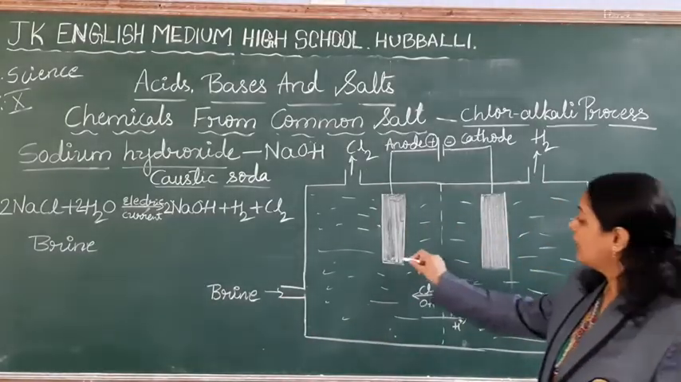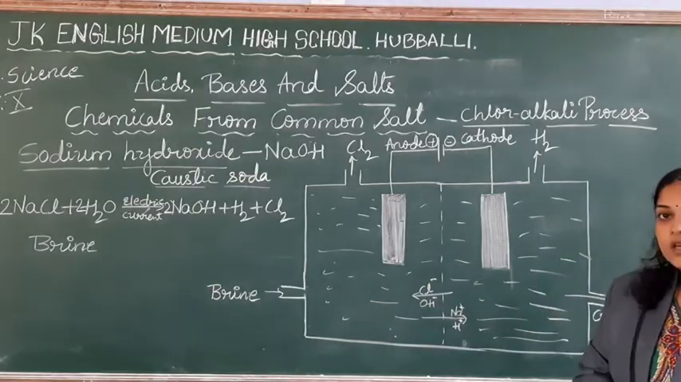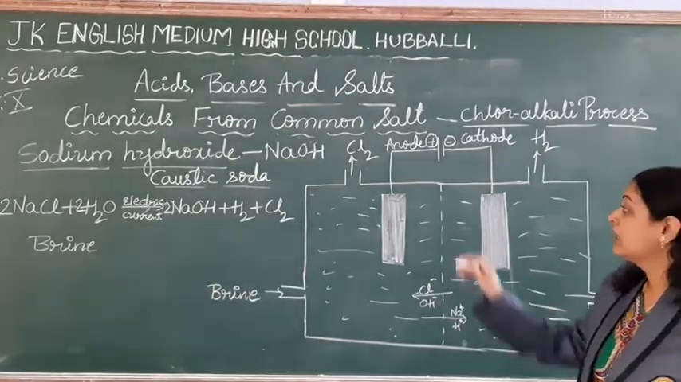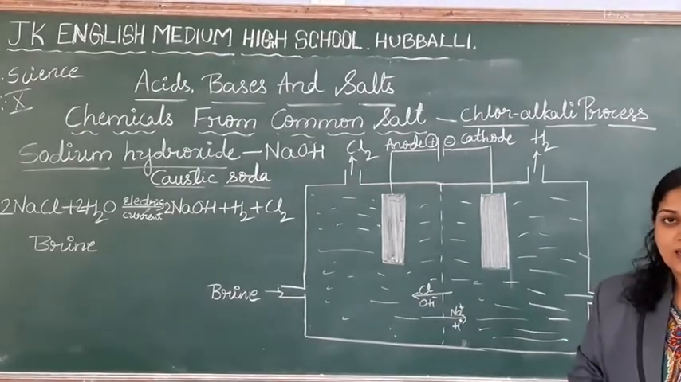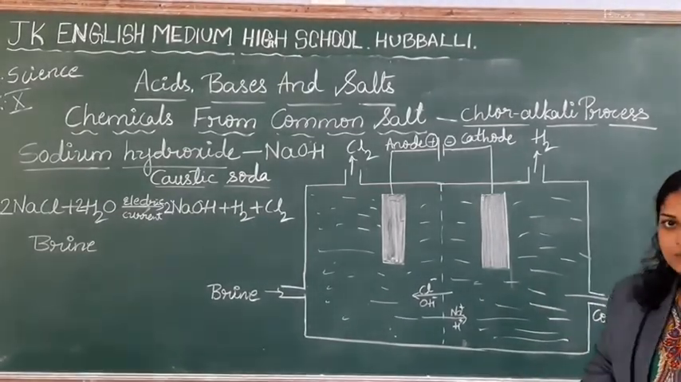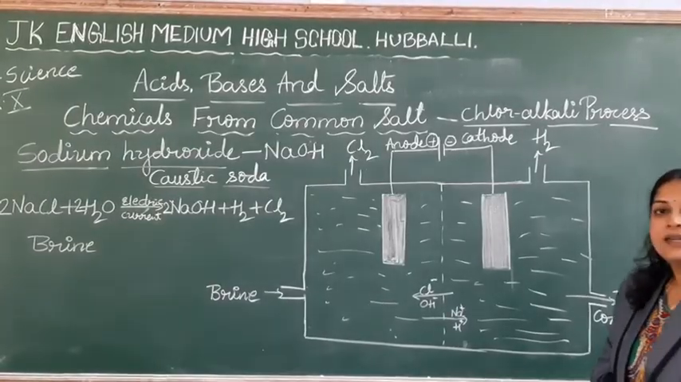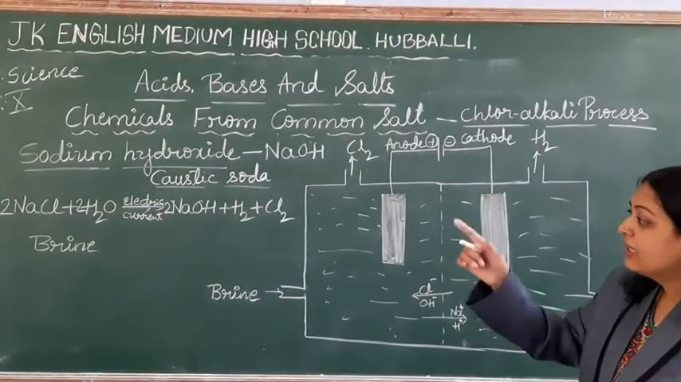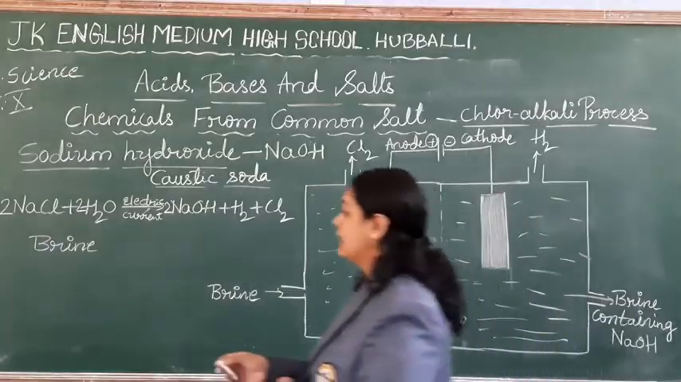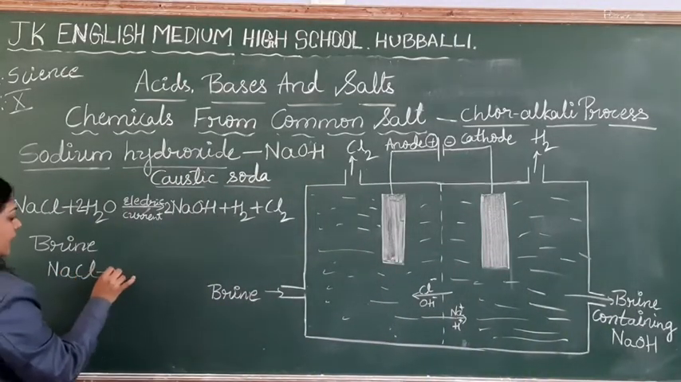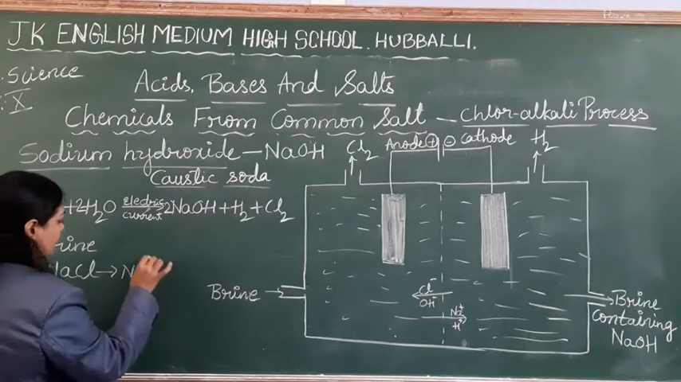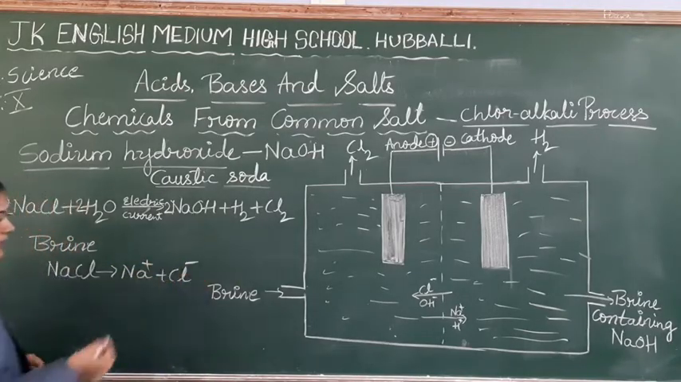You have taken two electrodes connected to the battery. One acts as anode, one acts as cathode. You pass the electricity. So as soon as you pass the electricity, what happens, students? NaCl will decompose into Na+ and Cl-.